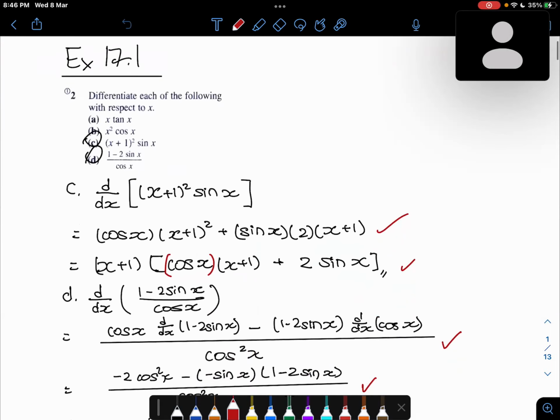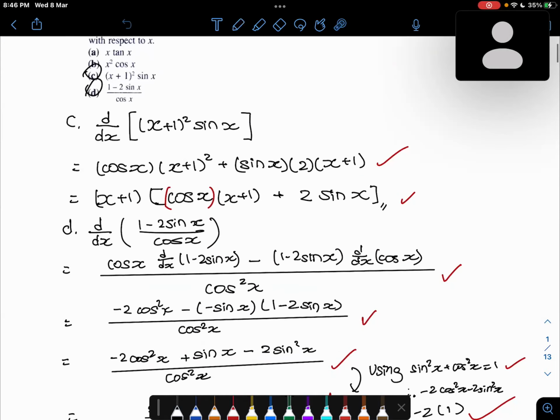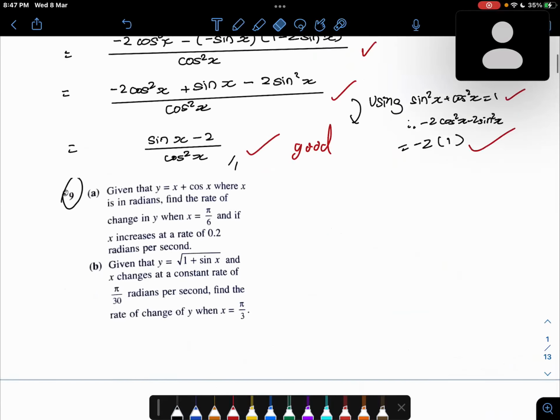Yeah, let's go. So here, notation must have an extra pair of brackets because cos x bracket x plus 1 can be misinterpreted as cosine of the entire thing, right? So you have to be careful. Put a bracket there to avoid confusion.